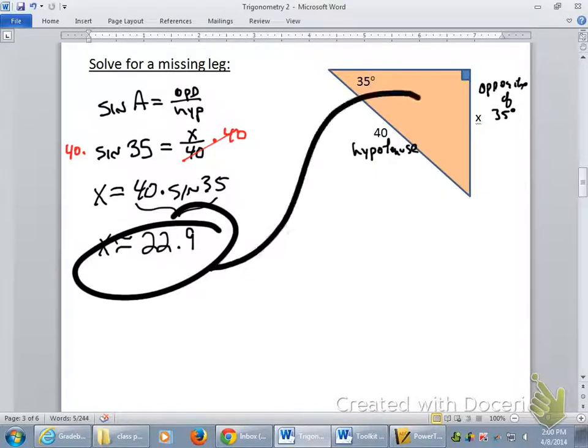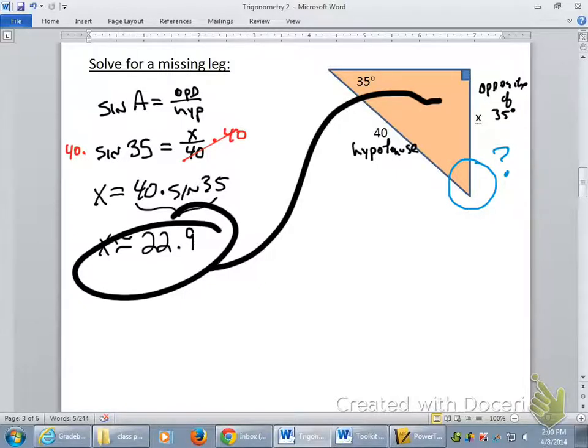Now, I mentioned I wanted to do this twice. Okay? I'm going to switch colors here. I want to go back and look at this problem again. You told me that x was opposite of the 35 degrees, right? And you're absolutely right. But look down here. Could you tell me how big this other angle is? It is 55 degrees. How do you know it's 55 degrees?